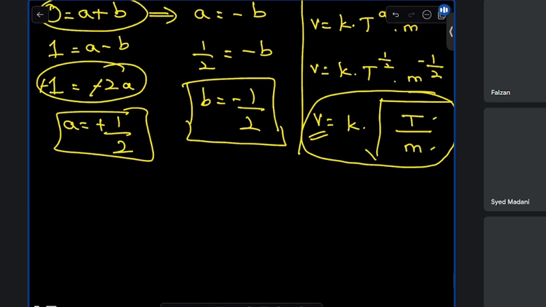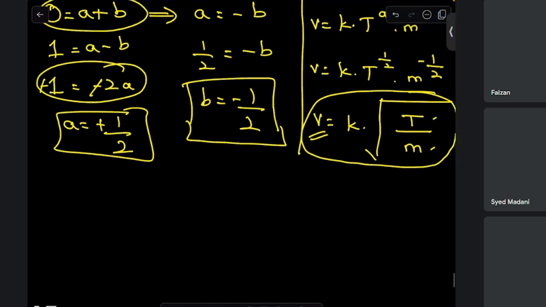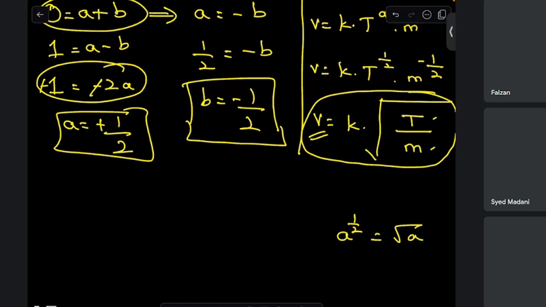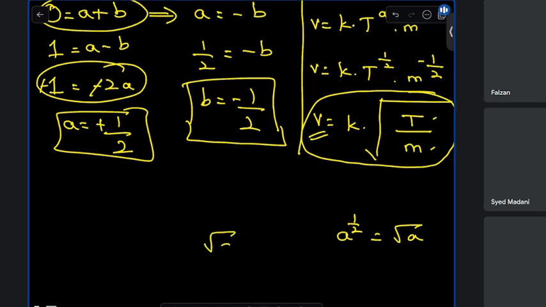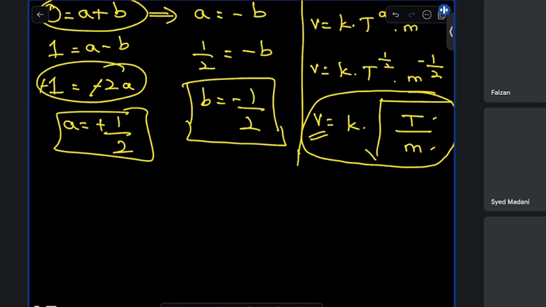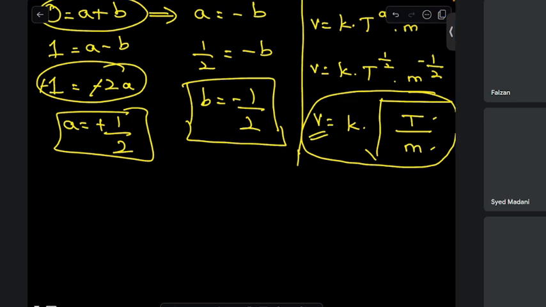In the square root, sir, A to the power 1 by 2 means what? Root of A, no? Root of A means A to the power 1 by 2 basically. That's how we write the root in terms of power 1 by 2. Got that? So if it's root of something, how will the root come? You look at the power. What is the power? 1 by 2.